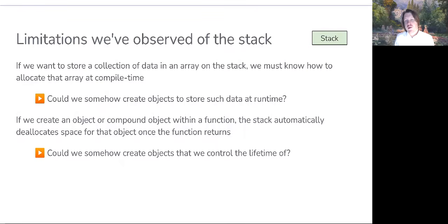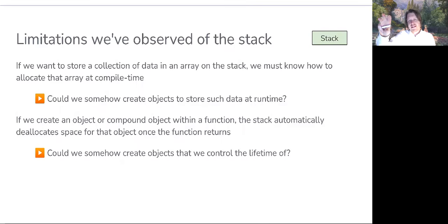Second one, if we create an object or compound object within a function, so maybe it's an integer object or an integer array, the stack automatically deallocates space for that object once the function returns. So if we had an array on the stack, and let's say we're trying to follow good practice and create this array within our function, read the data from the file and return the array, that memory is deallocated the second we hit that return statement.